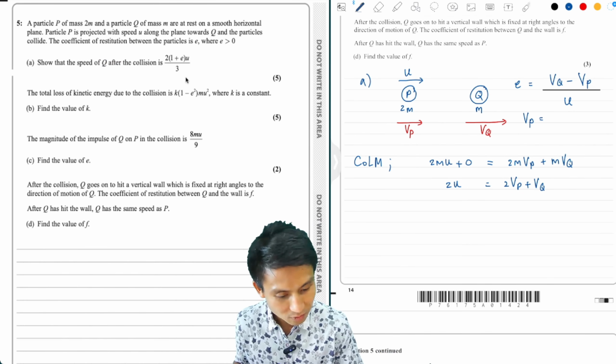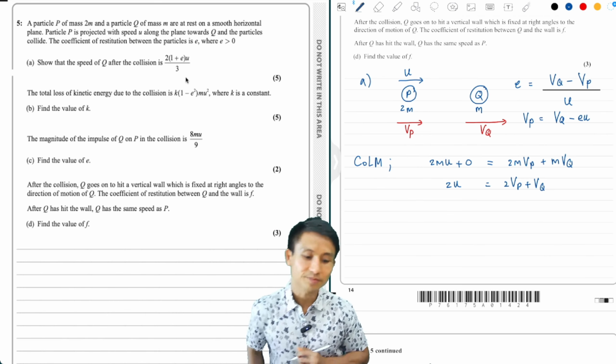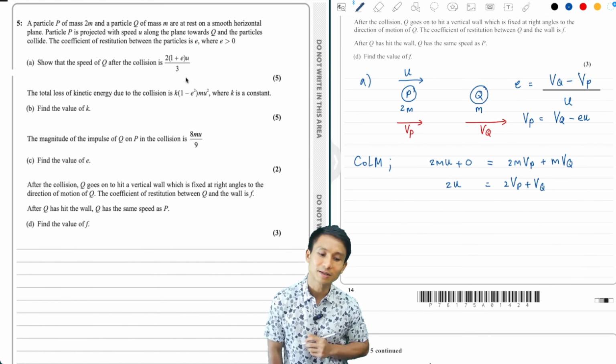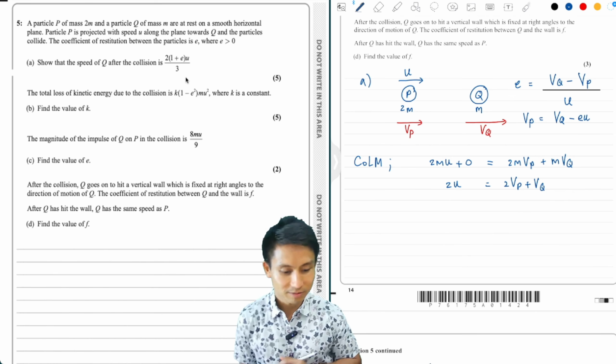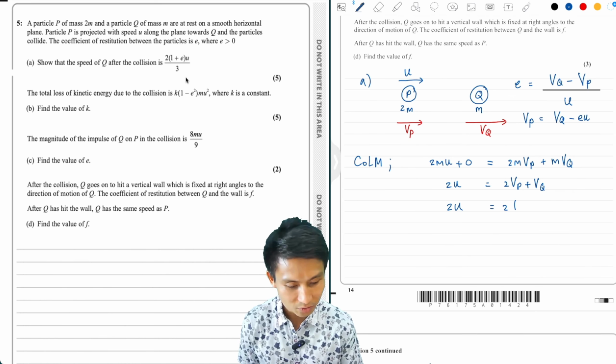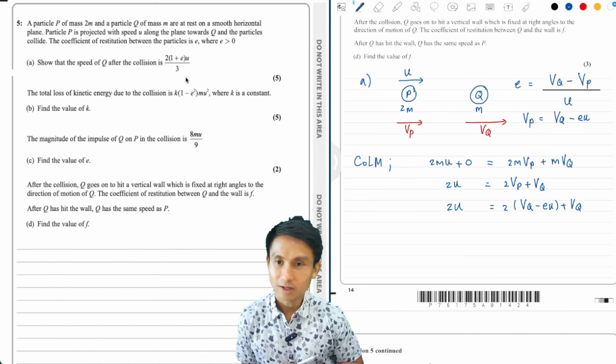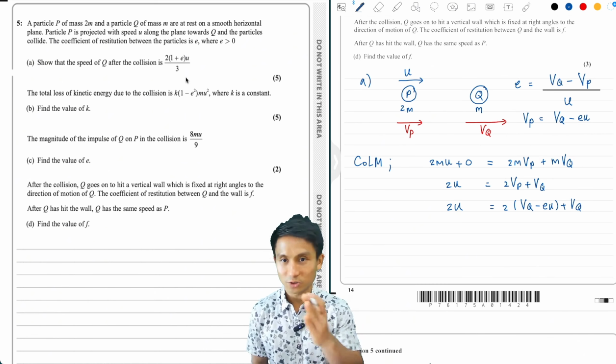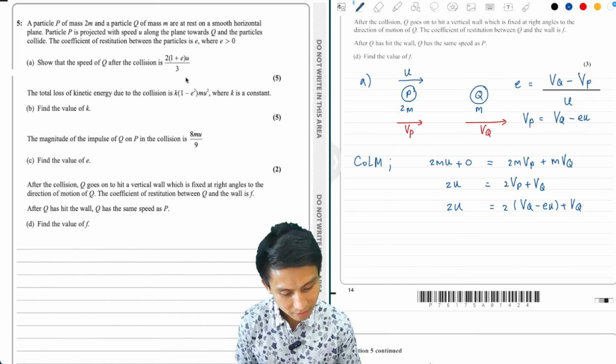So vp equals vq minus eu, isn't it? Let me double check that. Yep, vq minus eu. Okay, so we're going to sub that in here: 2(vq minus eu) plus vq. If we solve for vq here, we should get the answer, right?